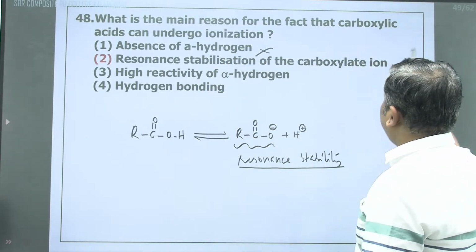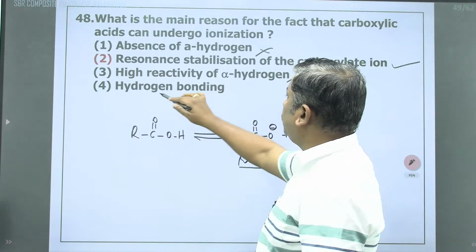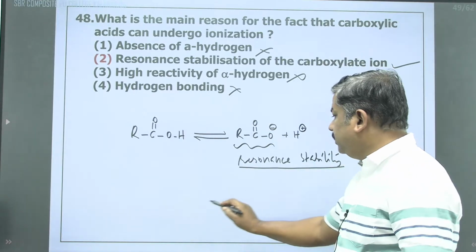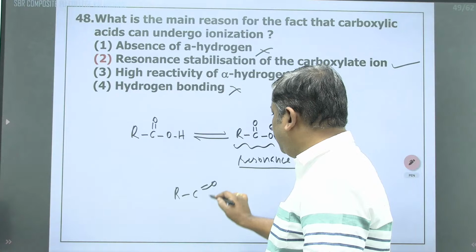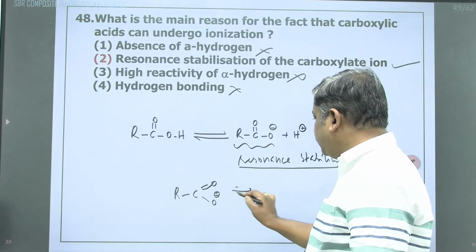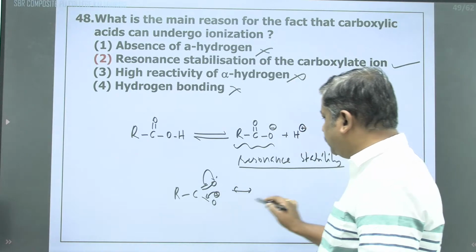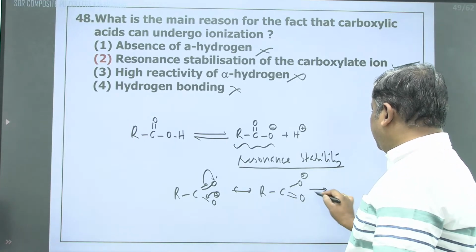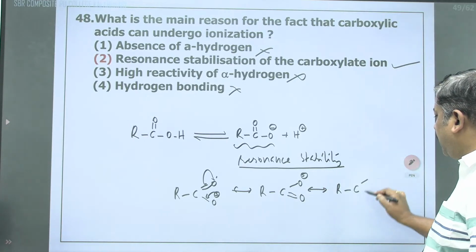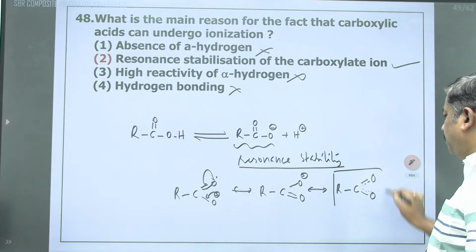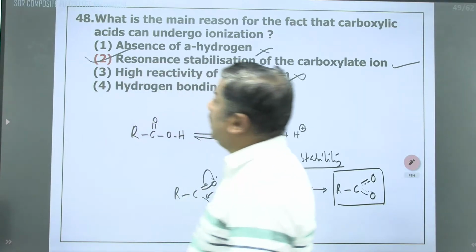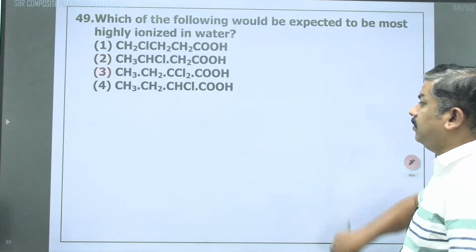Absence of alpha hydrogen, that is not correct. Resonance stabilization of the carboxylate ion, that is correct. High reactivity is not correct. Hydrogen bonding means it should not undergo ionization, it should undergo association. So in this carboxylate ion, RC double bond O, there will be O minus. In the next resonating structure, these electrons are involved here and these electrons shift here. It is RCO minus and this is the double bond oxygen. Further, this has partial double bond character, which is more stable. Because of that, the carboxylic acids undergo ionization. 48, the correct option is only the second one.